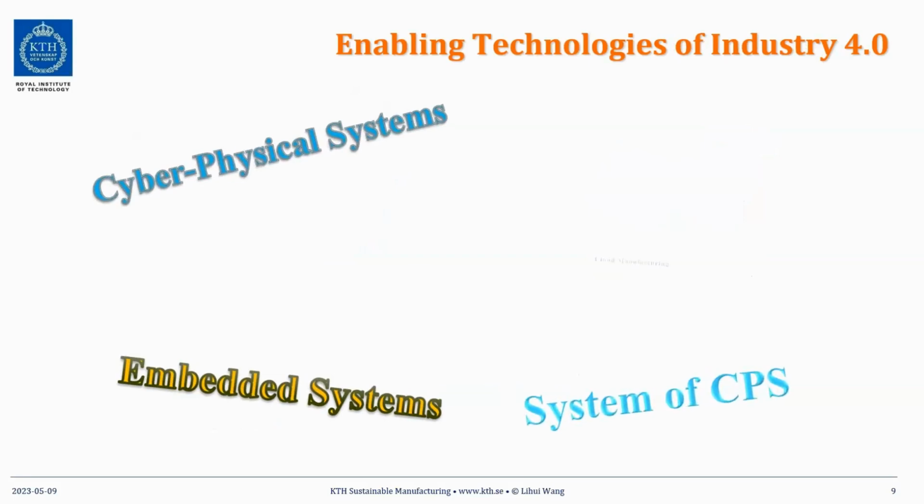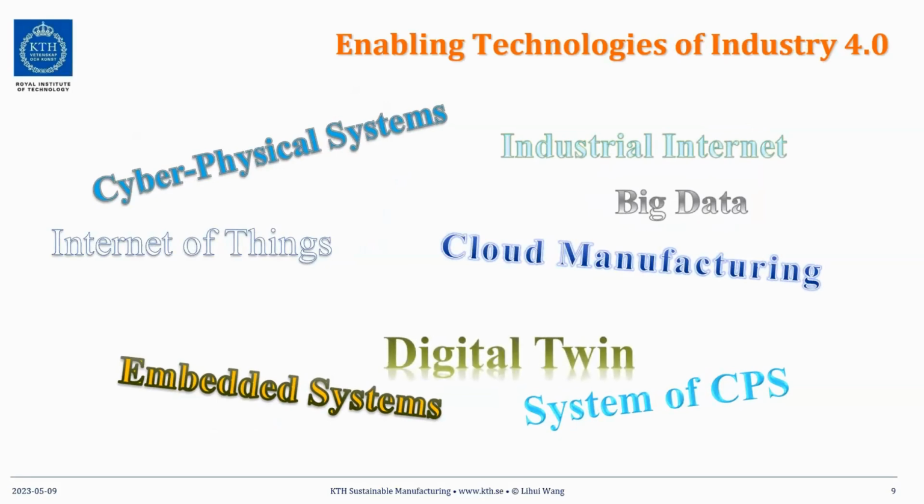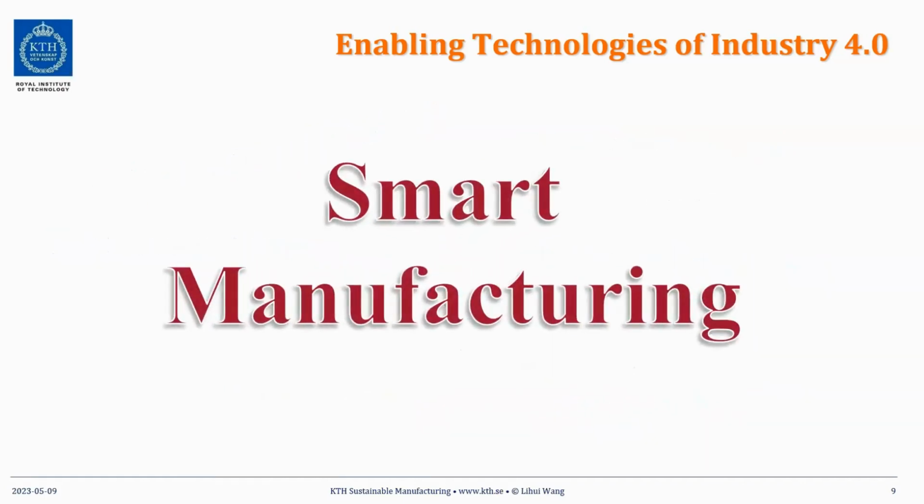Over time, we heard different terminologies. Those are considered enabling technologies that we can use: cloud manufacturing, digital twin, systems of CPS, cyber-physical systems, industrial internet, Internet of Things, embedded systems. All those terminologies or technologies, if we can apply them properly to a manufacturing setting, we can call this smart manufacturing. That's the definition, how to define smart manufacturing, otherwise it would be very lengthy.